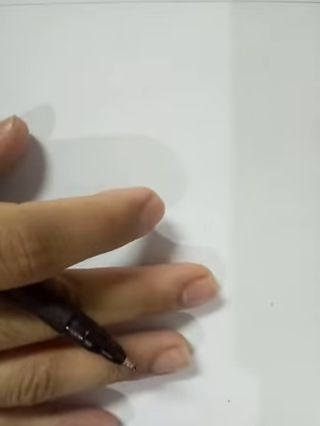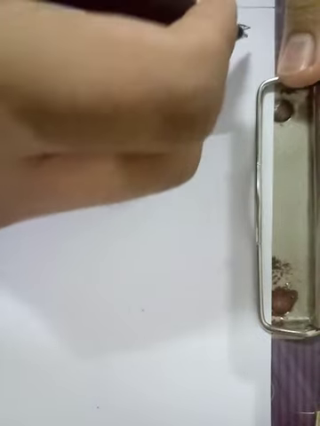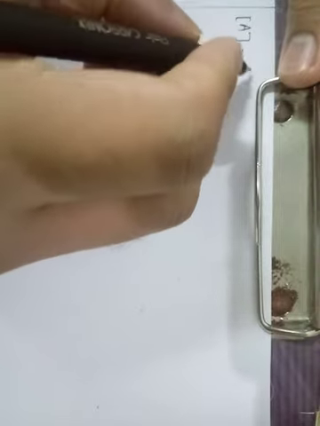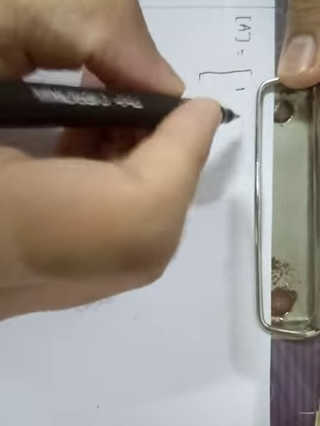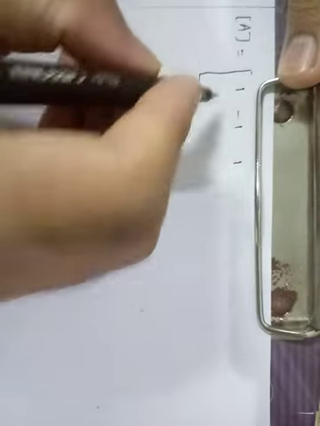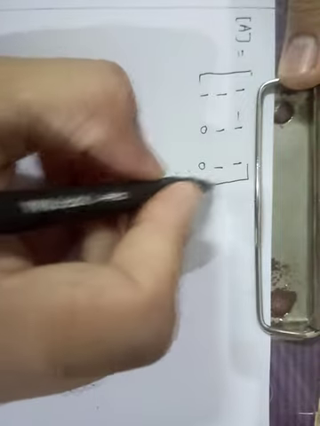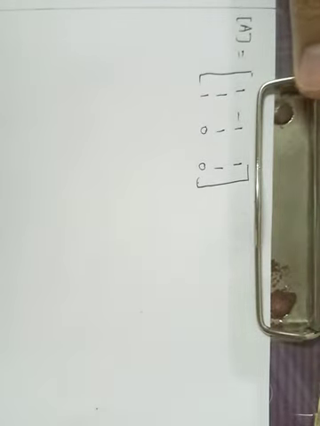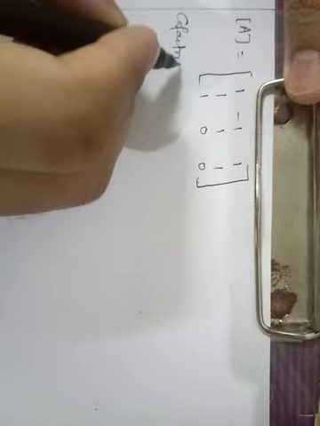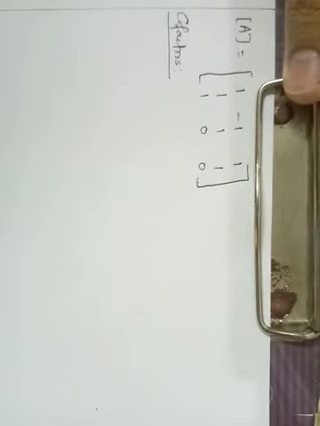So to find the inverse, first let me write what the A matrix is. So the A matrix is 1, -1, 1, 1, 1, 1, 0 and 0. Right, so this is the A matrix. I need to find the inverse of this. Now first I'll be finding cofactors, so I'll just write it as cofactors.